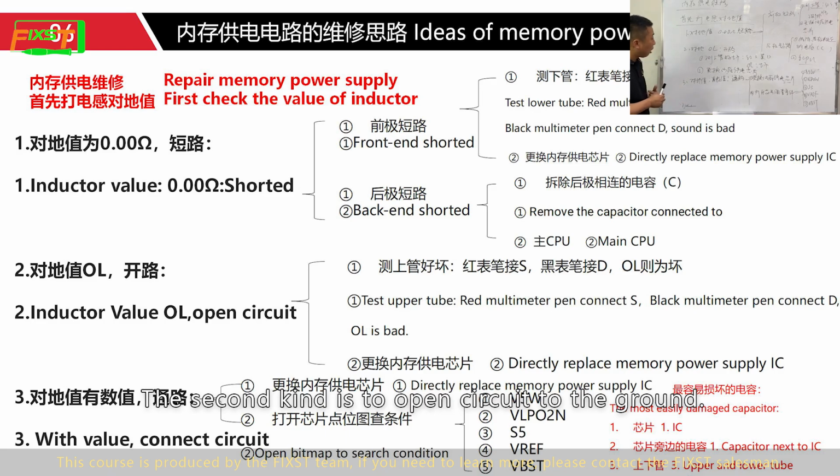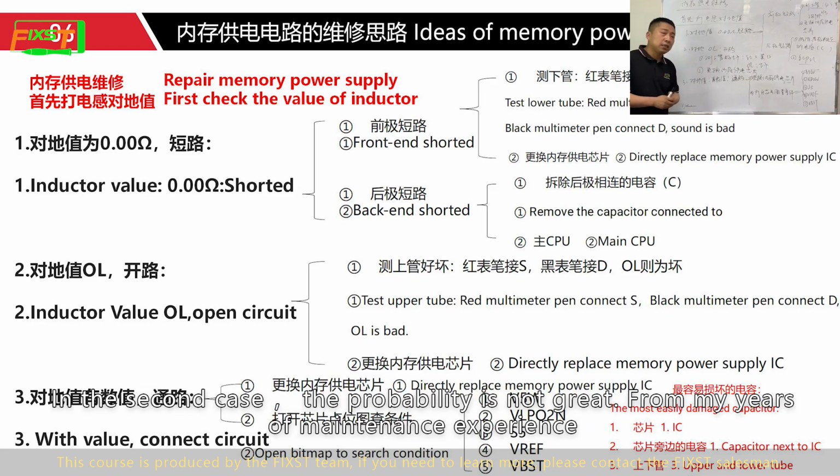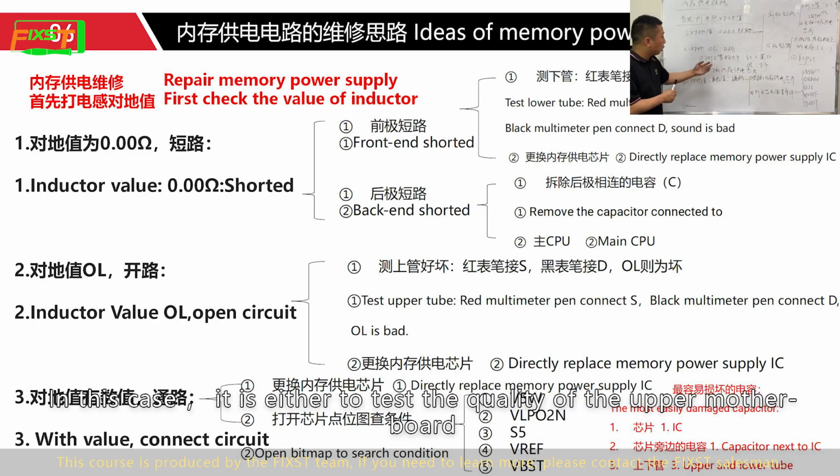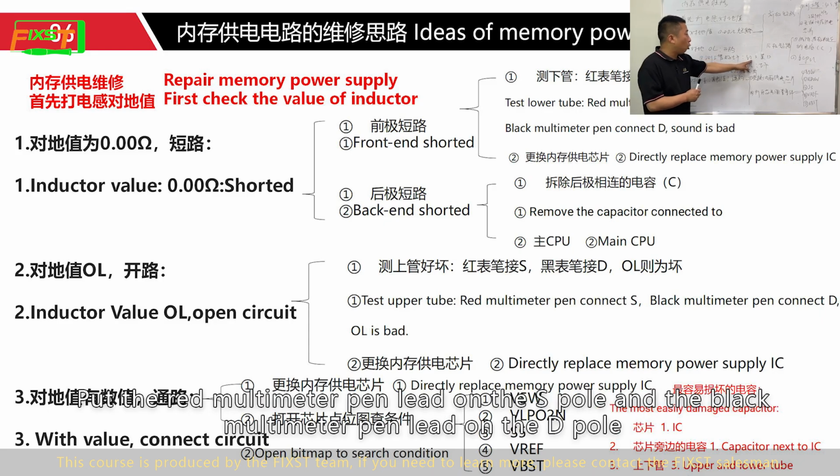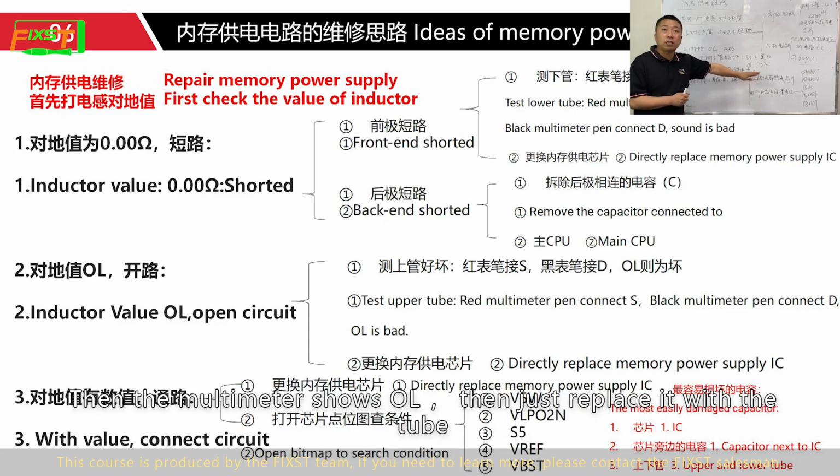The second kind is open circuit to the ground. In the second case, the probability is not great from my years of maintenance experience, but it occasionally appears. In this case, test the quality of the upper tube. Put the red multimeter lead on the S pole and the black multimeter lead on the D pole. If the multimeter shows OL, then just replace the tube.